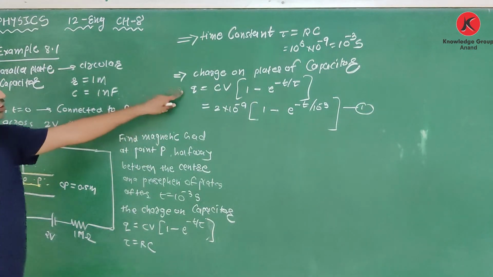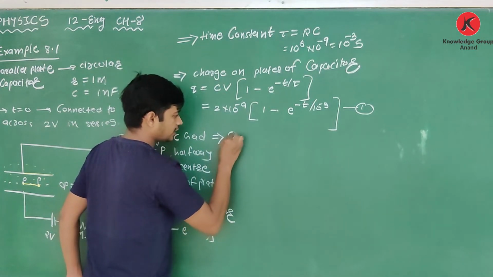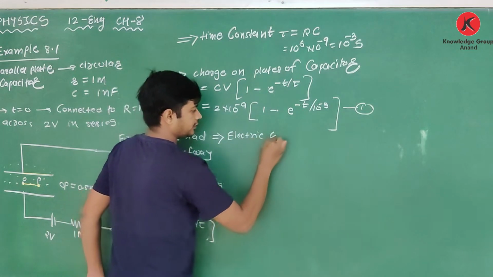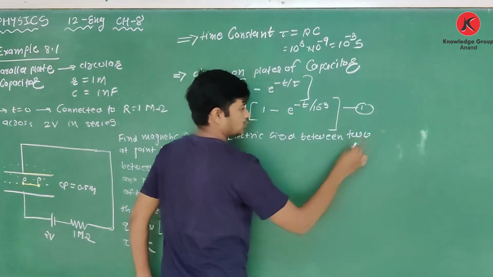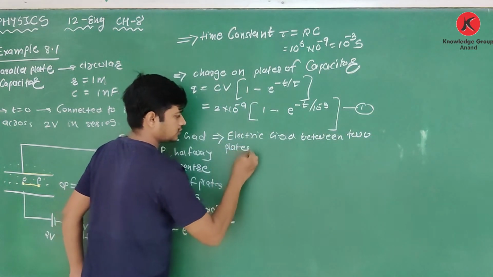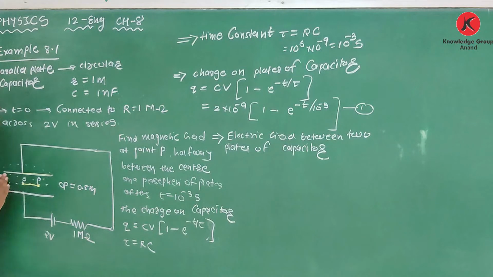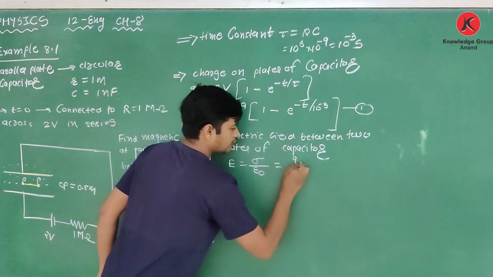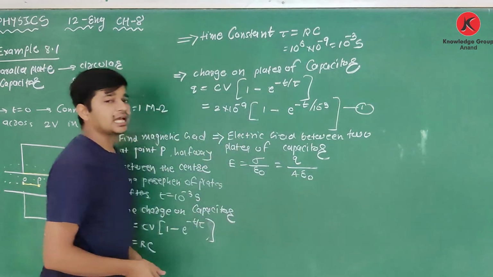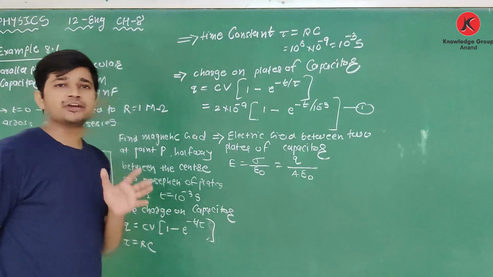Next, as we have Q, we have to find the electric field between the two plates of the parallel plate capacitor. In this total region, what is the electric field, that we have to find. We know the equation of electric field: electric field is sigma upon epsilon 0, which is Q upon A epsilon 0. Electric field is produced due to all charges. You know Gauss law. Electric field is produced due to all charges.